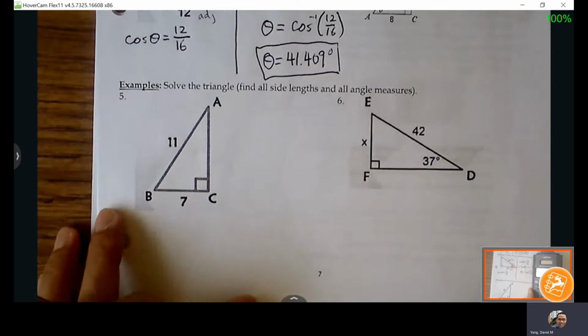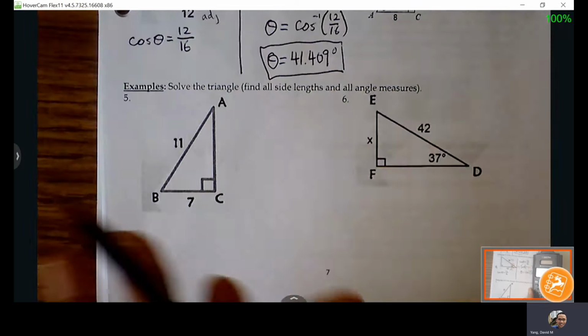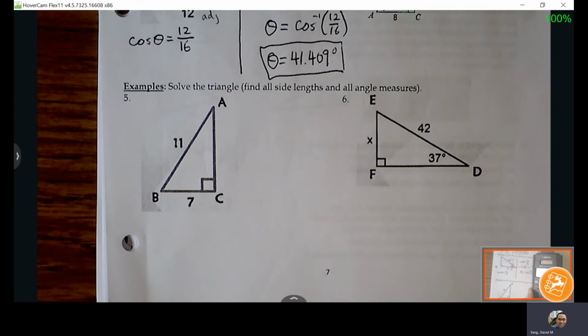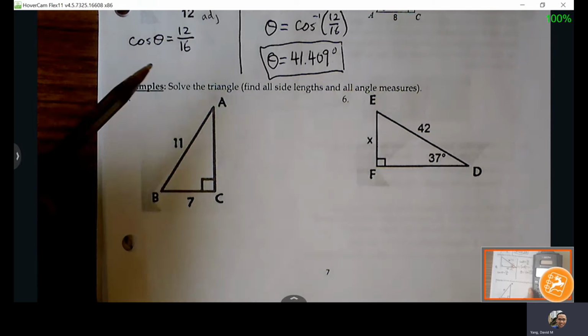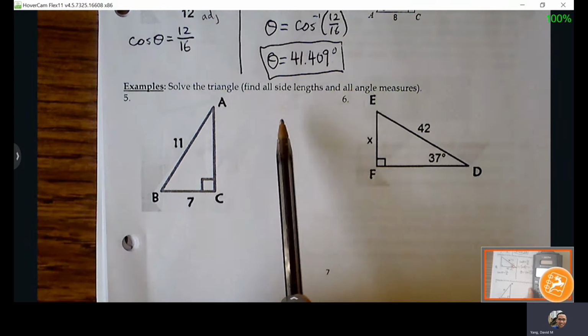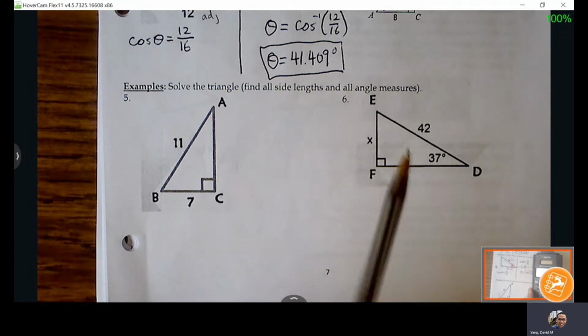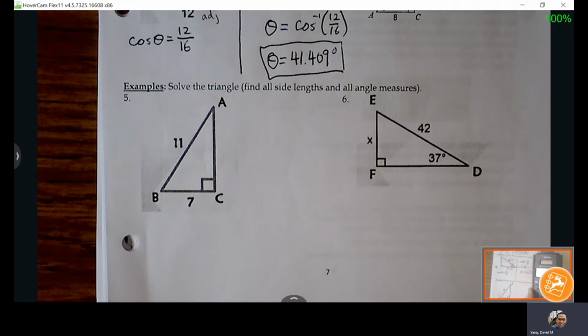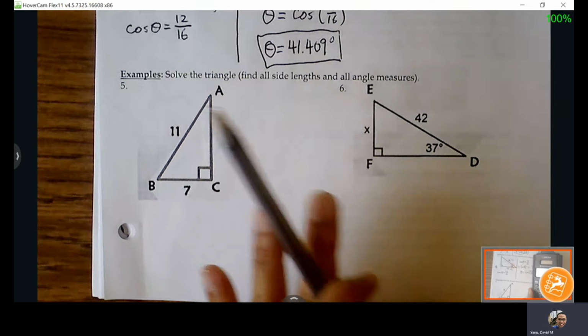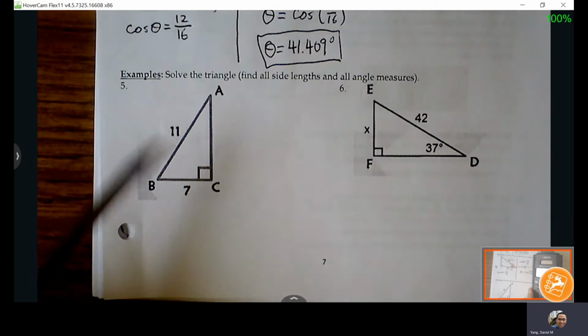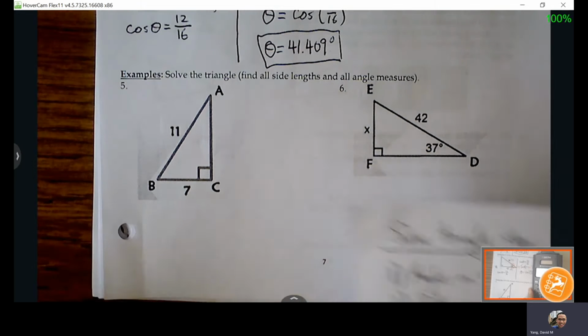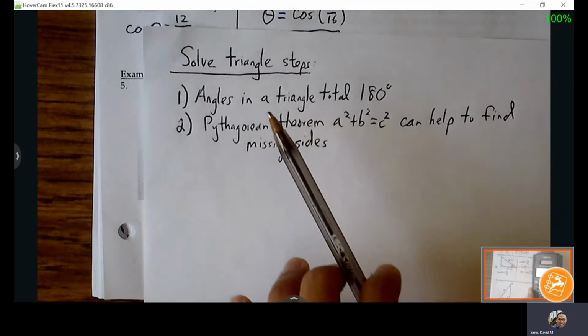Okay, now let's look at number 5 here. Now we're going to be putting together knowledge that we gained from solving missing sides and also solving missing angles. Now, when we're trying to solve a triangle, that means we're going to identify all the missing side lengths and all the missing angle measures. We're also going to use different knowledge that we have about right triangles to help us find other information.